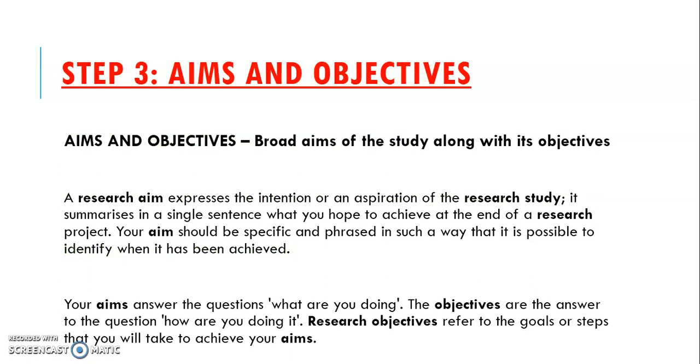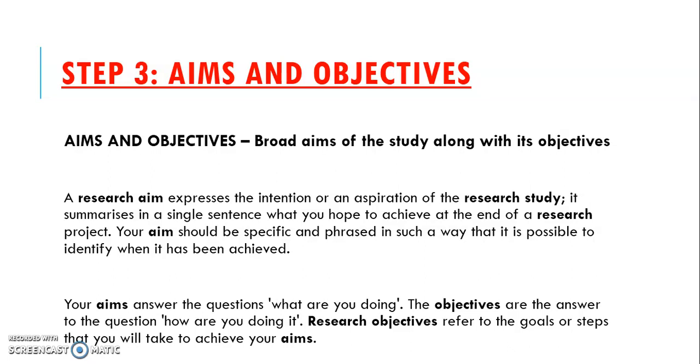Okay, now next is the aims and objectives. You have the aim and you have the objectives. A research aim expresses the intention or an aspiration of the research study. It summarizes in a single sentence what you hope to achieve at the end of a research project. Your aim should be specific and phrased in such a way that it is possible to identify when it has been achieved.